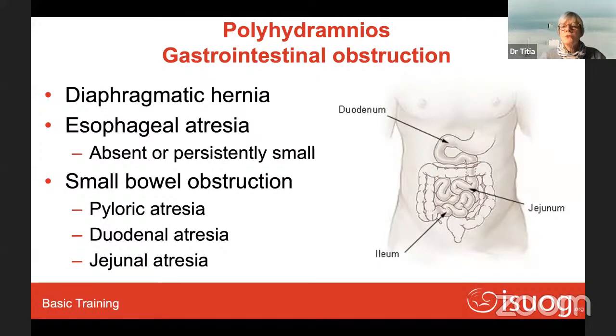And that is obviously even more so if the obstruction in the gastrointestinal tract is more distal from the mouth where the baby is swallowing. So if you see an ileal obstruction or a colonic obstruction, it's very difficult to encounter, but you will never or hardly ever encounter polyhydramnios.